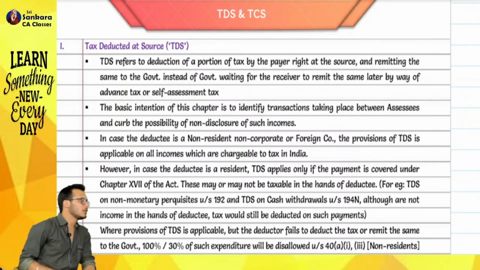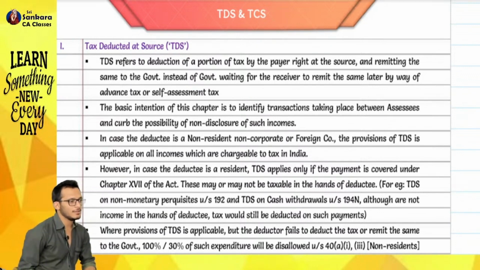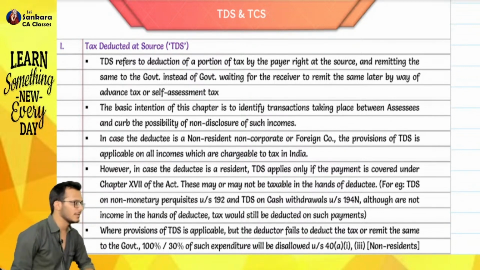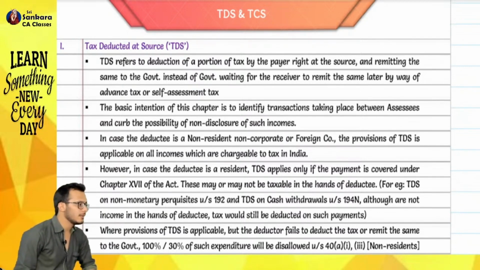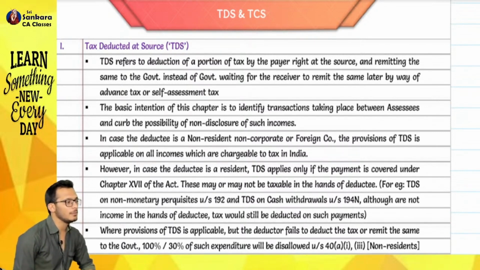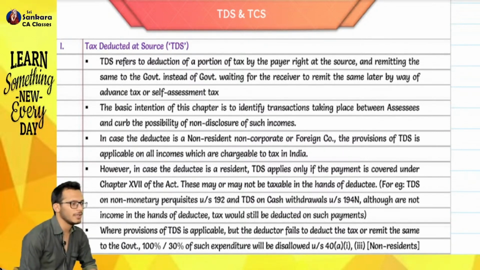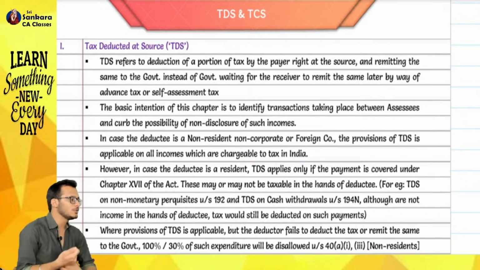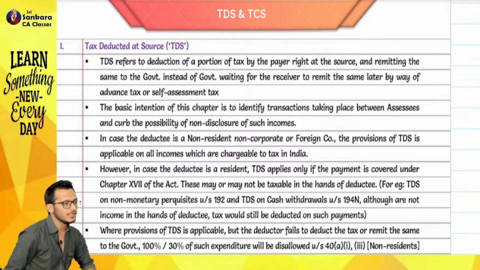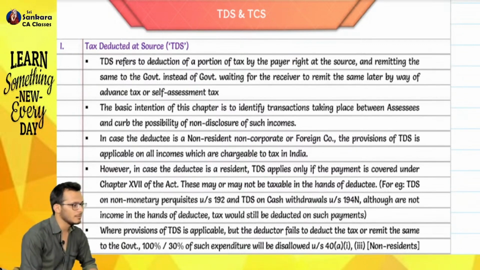Okay. Entering the chapter called TDS, it means tax deducted at source. Basically, income tax is saying that if you are required to make any kind of payment to any person, please ensure that you don't make the full payment to that person. A part of that payment should be withheld by you and deposited to the government in the form of TDS. Only the balance payment should go to that person.